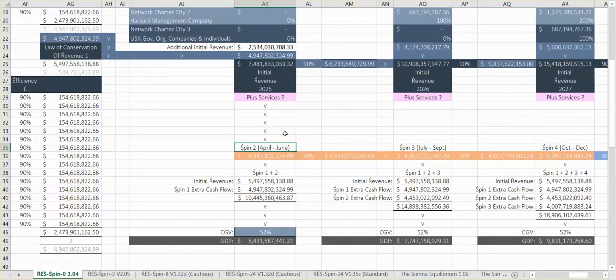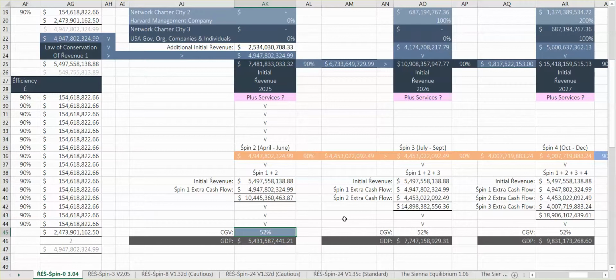We pick up the trail at spin 2 at AK 36 in orange, and we see the 4.9 billion is added to the 2024 initial revenue of 5.4 billion to make 10.4 billion in cash flow. Whereafter at AK 45 there we multiply by my current best estimate for the CGV, the David A. Moss cash flow to GDP variable of 52%, which is my current best estimate of how much GDP is created from the cash flow.